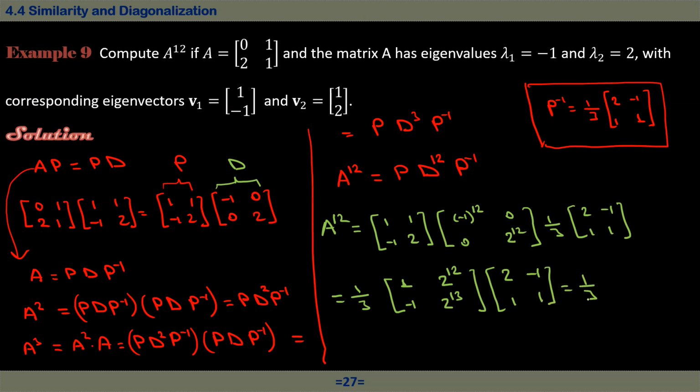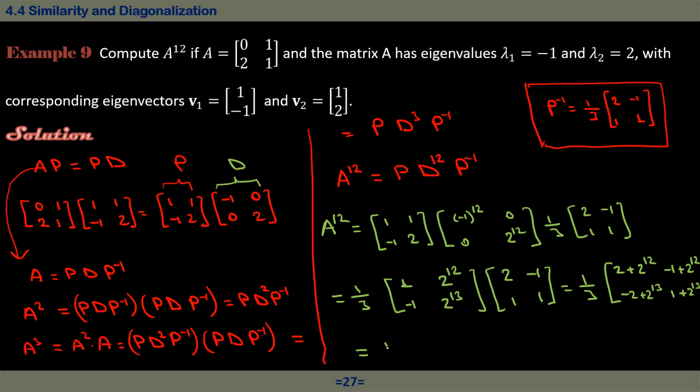Okay, one more step. Equals, here we have 2 times 1, 2, 1 times 2 to the power of 12. So here we have 2 plus 2 to the power of 12. And negative 1 times 1 is negative 1. Here we have negative 1 plus 2 to the power of 12. And here we have negative 2, so negative 2 plus 2 to the power of 13. Minus 1 times minus 1 is 1, so 1 plus 2 to the power of 13. Okay. So we can just simplify and write the answer.